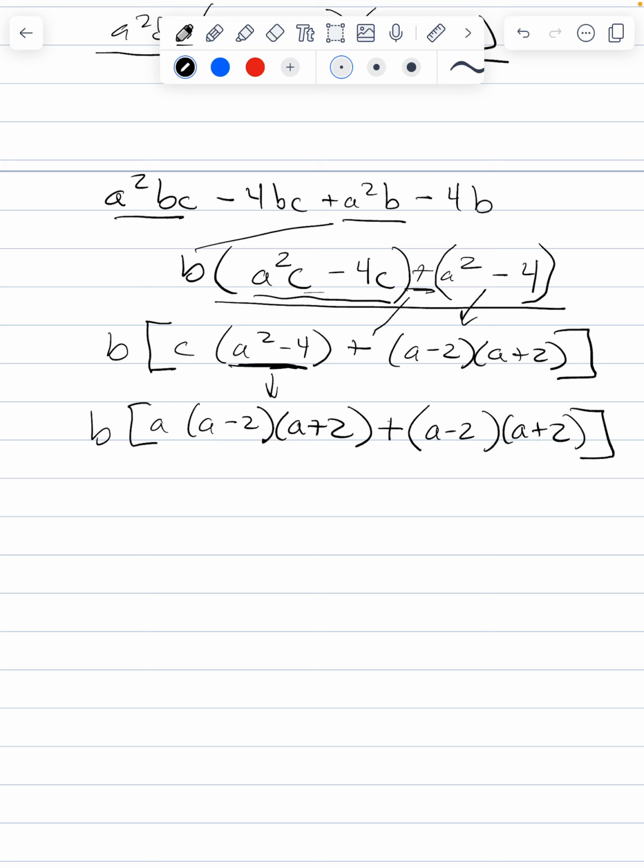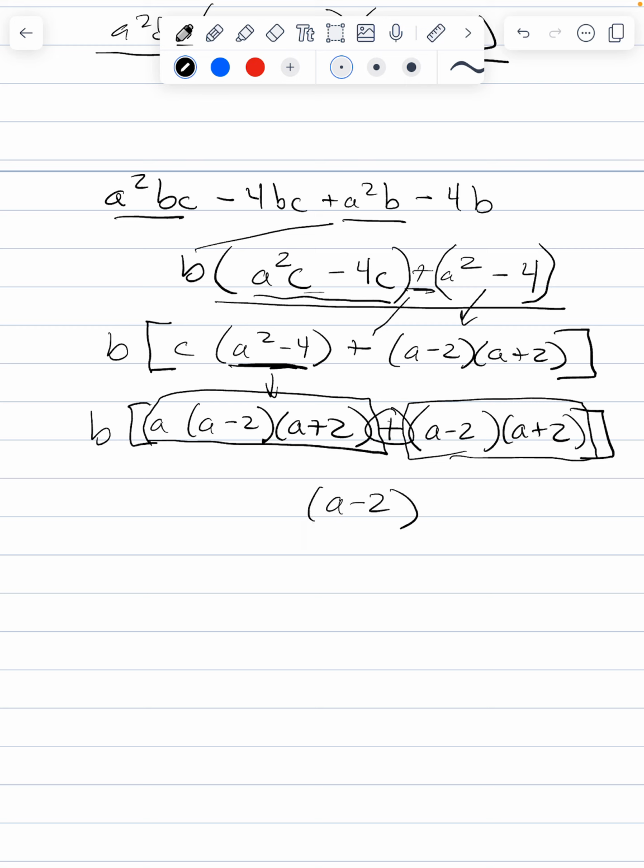Well, this is starting to look very redundant, and that's good, because this little sum here means that each of these terms, I'm going to put a box around it, each of these has some common factors. And what are those common factors? Well, they're a minus 2 and a plus 2. So we can factor out a minus 2, a plus 2, because each of these has those.